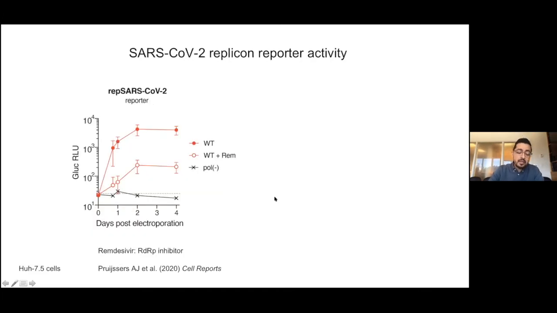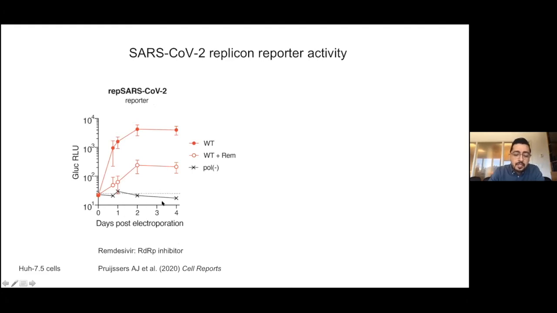Okay, so now that we had positive cells, we wanted to see how the replicon behaves over time. Here are results from Huh-7.5 cells electroporated with a replicon that secretes Gaussia luciferase in the supernatant. Measuring luciferase activity over time, we get reporter signal that persists for a few days and, importantly, is about 20-fold reduced if we add remdesivir, an inhibitor of the viral polymerase.